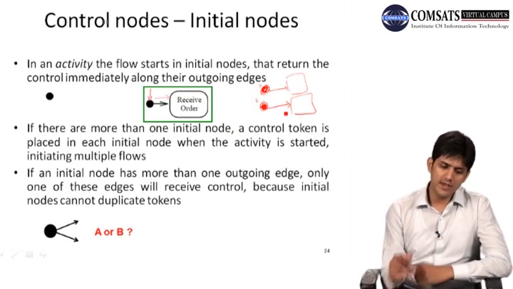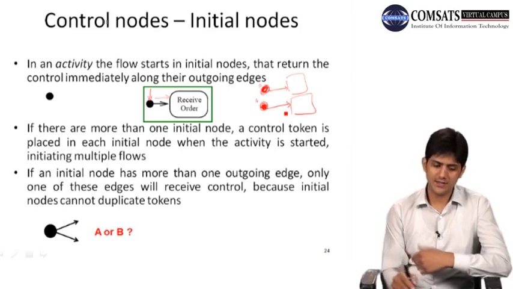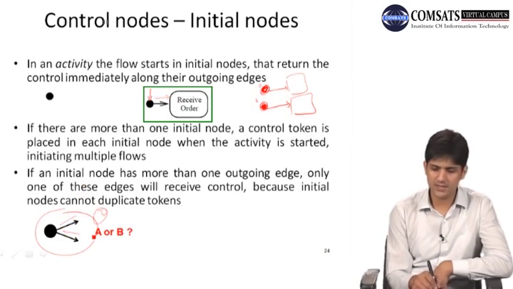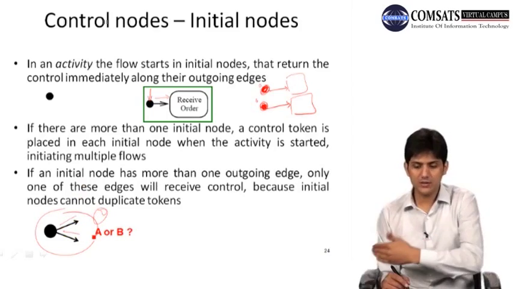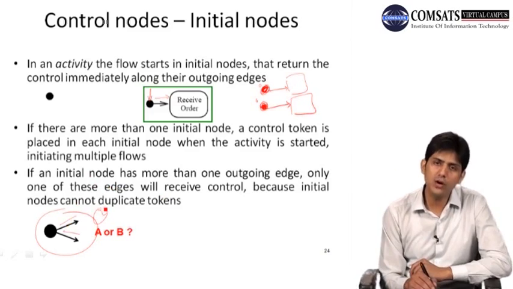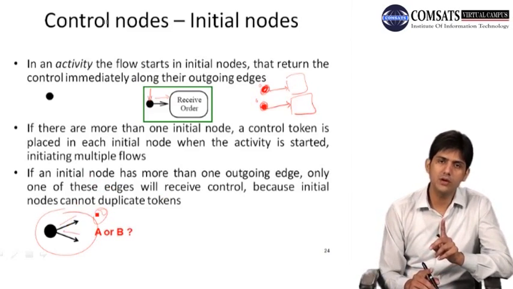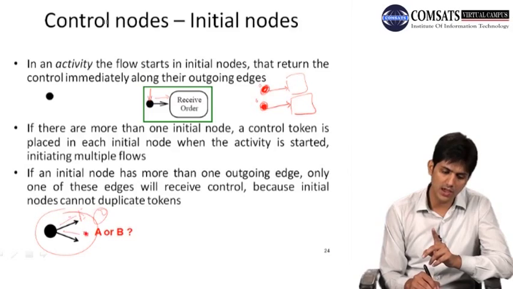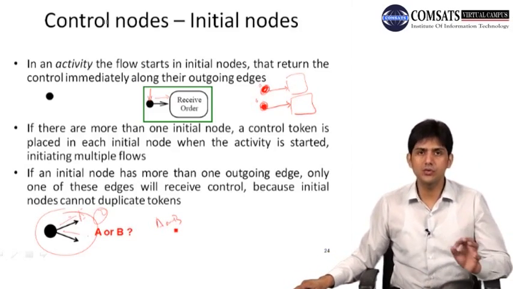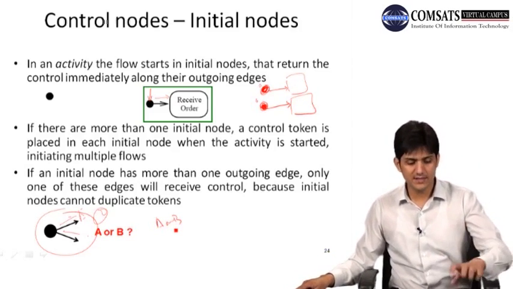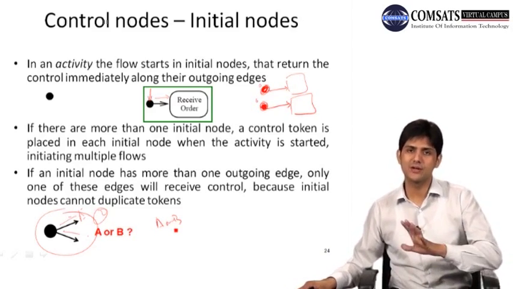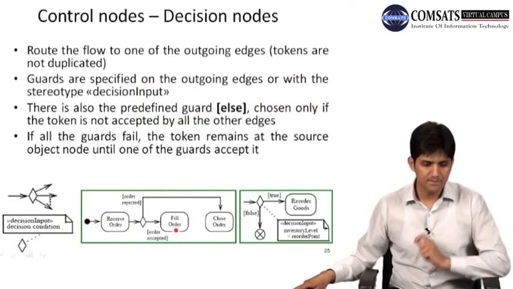And secondly, if an initial node has more than one outgoing edges, जो कि हमने इस केस में देखें कि जो हमारी initial node है it has basically 2 outgoing edges. Only one of these edges will receive the control because initial nodes cannot duplicate tokens. Now this is something very interesting कि आप initial node से अगर 2 outgoing edges हैं तो you cannot basically do A and B, you will do A or B, ठीक है, because these initial nodes cannot duplicate tokens. Especially this is a type of control node, but this initial node cannot duplicate tokens. This is something that we need to keep in mind.